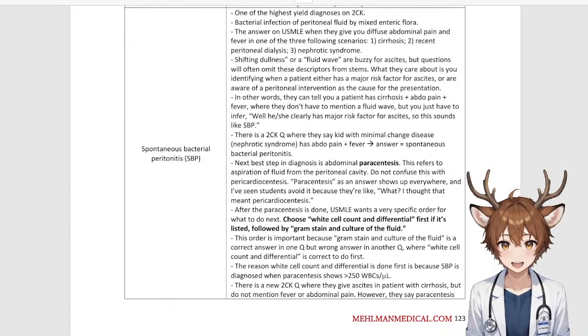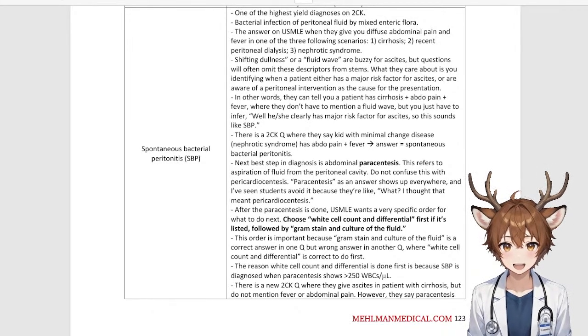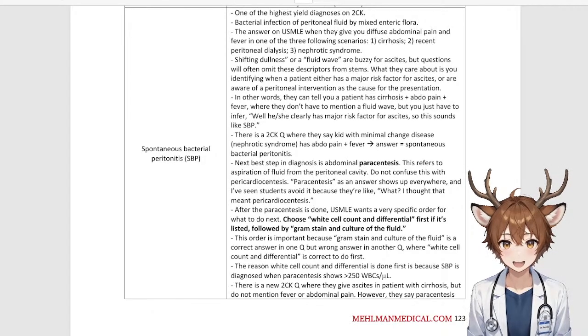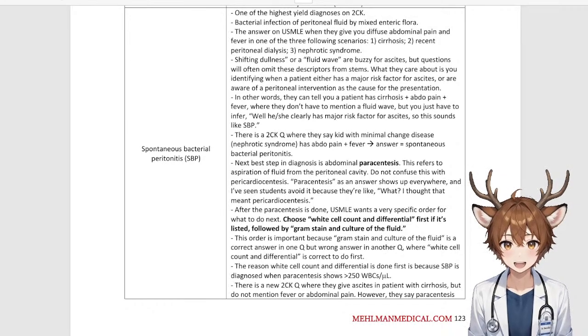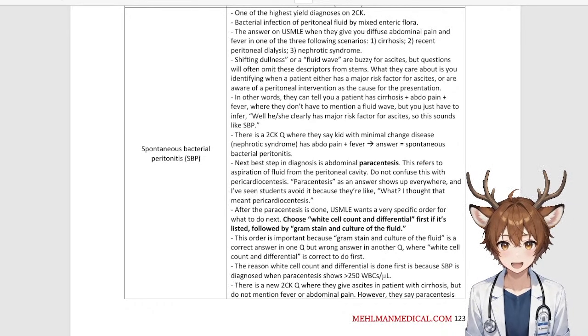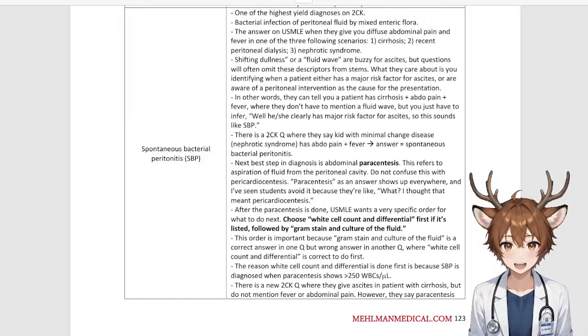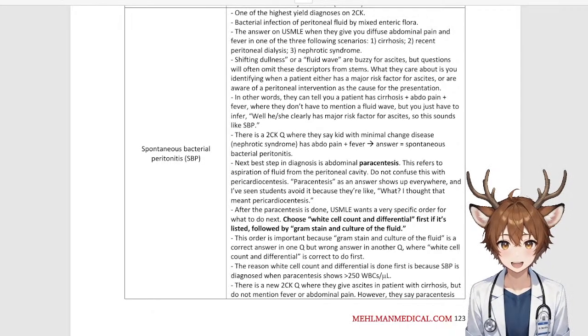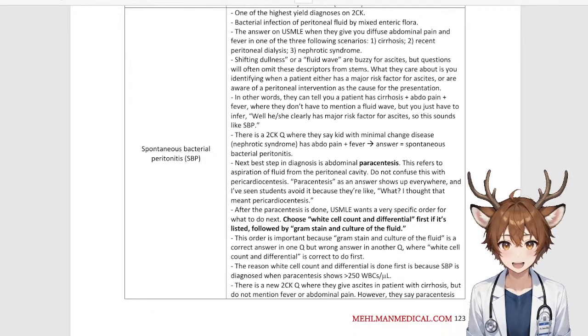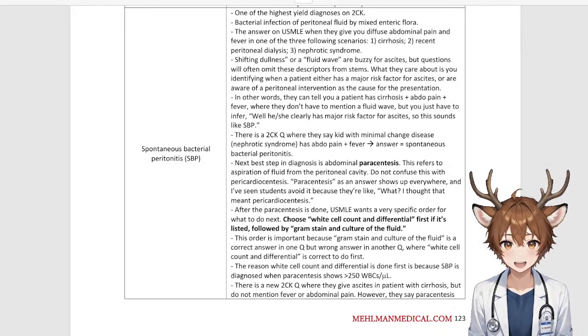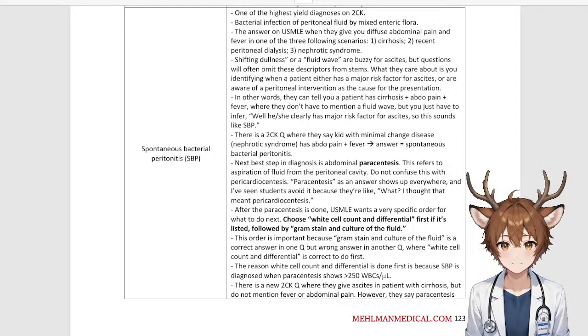This refers to the aspiration of fluid from the peritoneal cavity. Do not confuse this with pericardiocentesis. Paracentesis is an answer that shows up everywhere, and I've seen students avoid it because they're like, what? I thought that meant pericardiocentesis. After the paracentesis is done, USMLE wants a very specific order of what to do next. Choose white cell count and differential first, followed by gram stain and culture of the fluid. So again, paracentesis, number 1. Number 2, white blood cell count and differential. And number 3, gram stain and culture of the fluid.